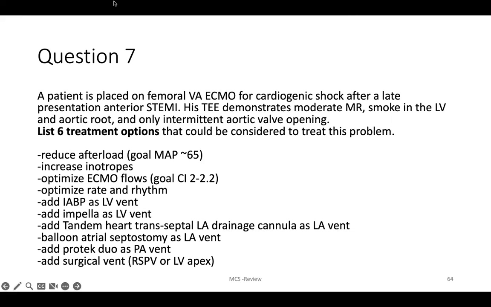The way to think about it is that you can have medical treatment, active venting, and passive venting, and you can describe all of that.